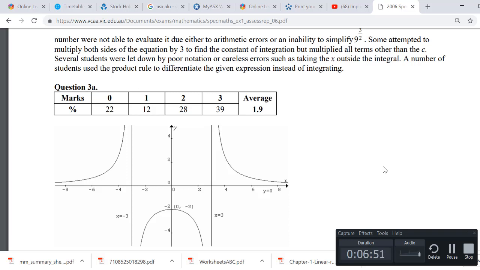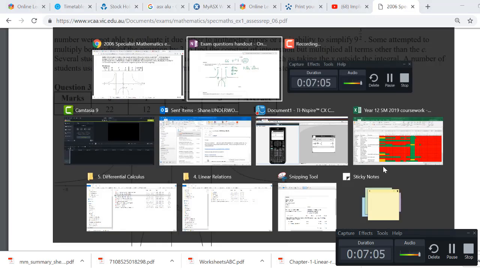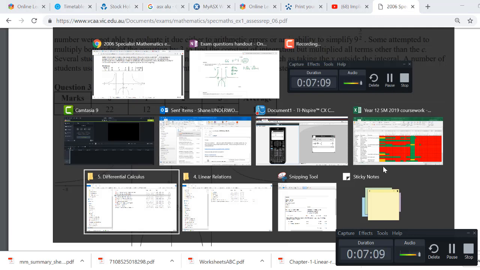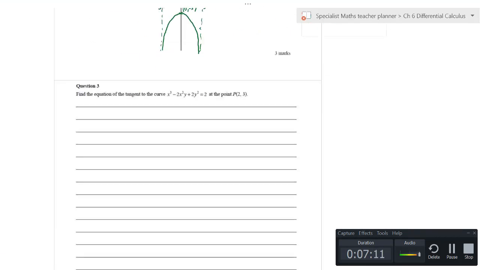Really? Okay, look at that. 40% and 34% of students got 0 or 1. You need to be up this end, don't you? And I don't see any reason why you should even lose that 1 mark. Pretty straightforward. Okay, there you go, that's that one done.